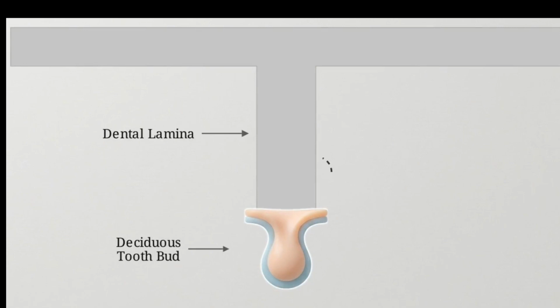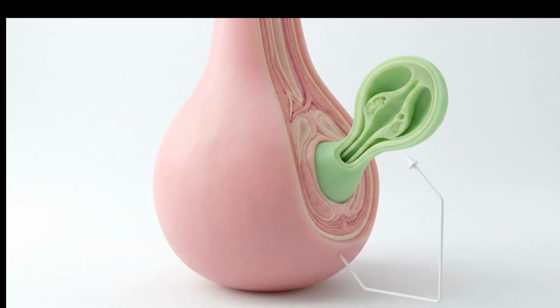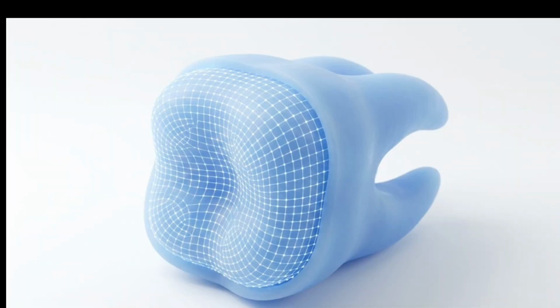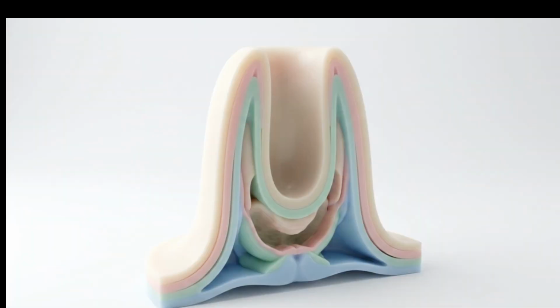Shifting the timeline backward from root formation, we find that permanent teeth begin their own development early on, around week 14 of intrauterine life. In this cross-section of an existing deciduous tooth bud, notice the initiation mechanism. A tiny extension buds off just behind the original structure, on the lingual side. This secondary offshoot is the successional lamina. It gives rise to the permanent teeth, pushing through the exact same sequence of localized cellular proliferation we just mapped: the bud stage, the cap stage, and the Bell stage.